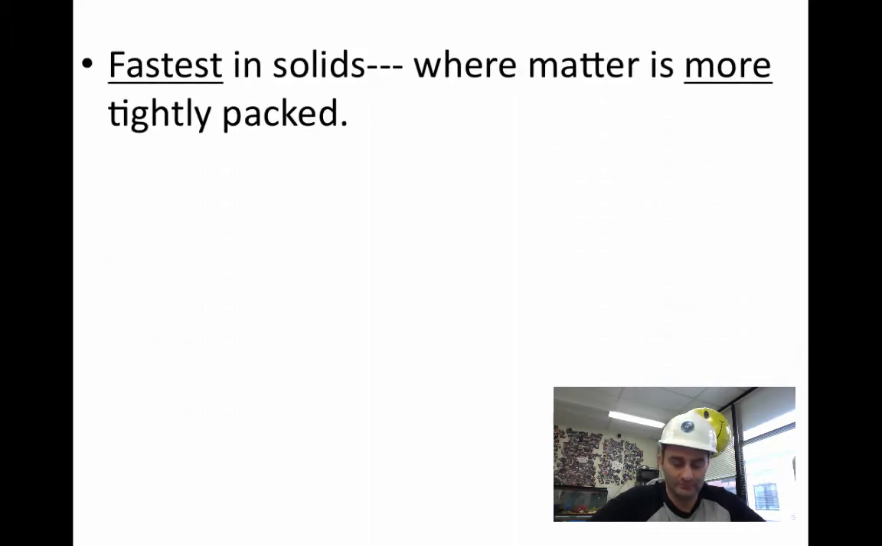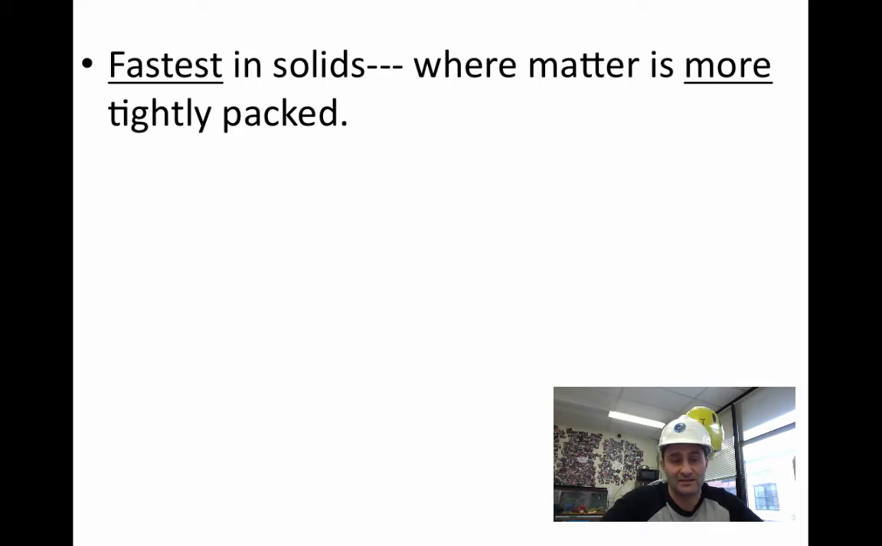Okay, moving forward. This is big. It's definitely on a test. Where will sound move the fastest, the slowest? Fastest is by far going to be in a solid, and that's because the molecules are close together. It takes a lot less time for this molecule to bump into this molecule if there's not as much empty space between them.